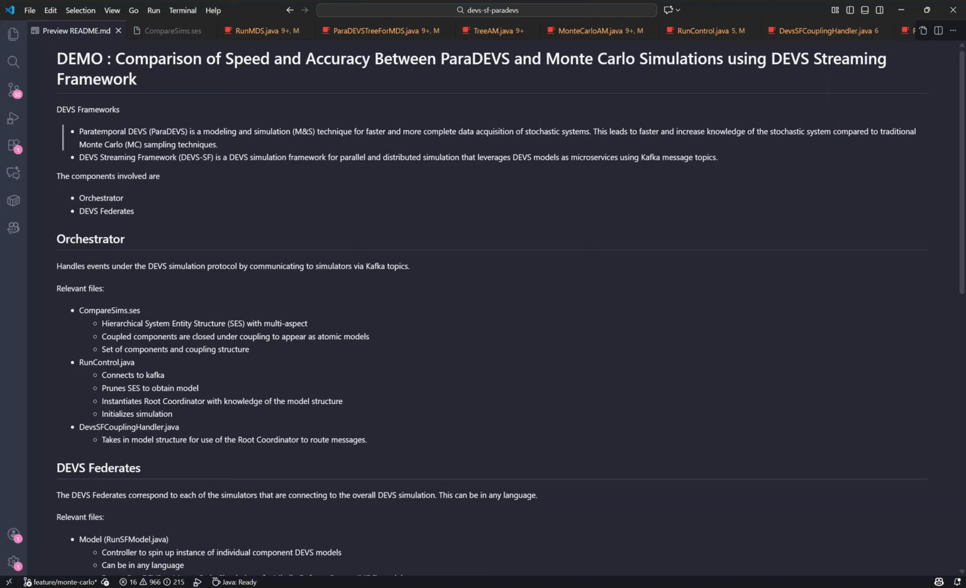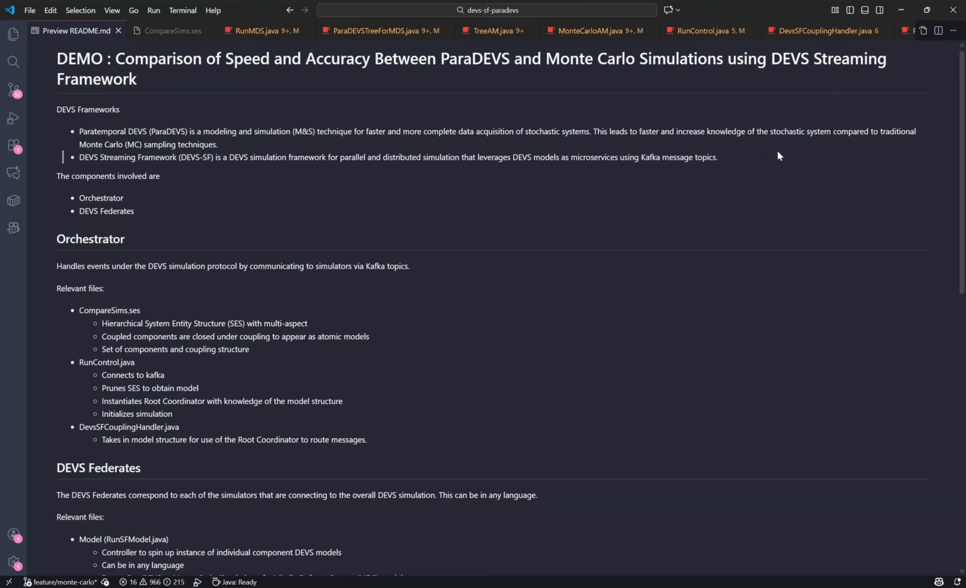So the two frameworks involved here: first is Paratemporal DEVS, or ParaDEVS, a modeling and simulation technique to increase the speed and knowledge of data acquisition for stochastic systems. This leads to faster and increased knowledge of the system under simulation compared to traditional Monte Carlo sampling techniques.